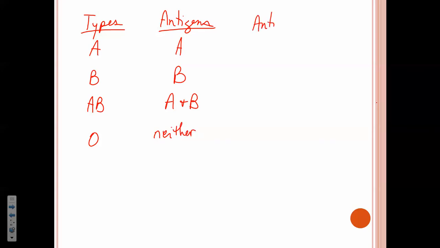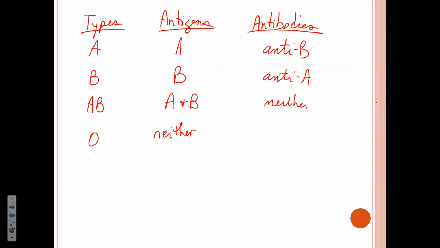Antibodies. What kind of antibodies are produced by type A blood? Nuh-uh. B is not an antibody. Anti-B is an antibody, okay? Anti-B antibodies. What kind of antibodies produced by B blood? Anti-A. If it produced anti-B, it'd fight itself, okay? What kind of antibodies are produced by AB? Neither. Okay? What kind of antibodies are produced by O? Anti-A and anti-B. Good. All right.